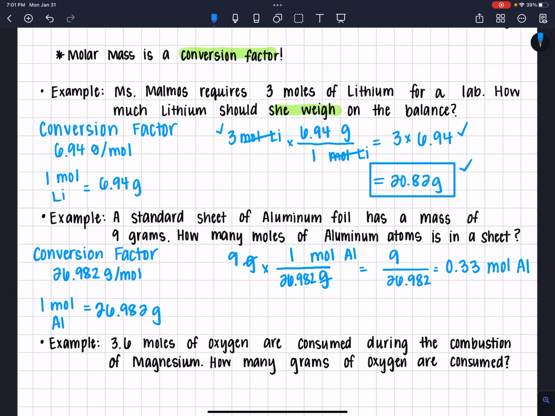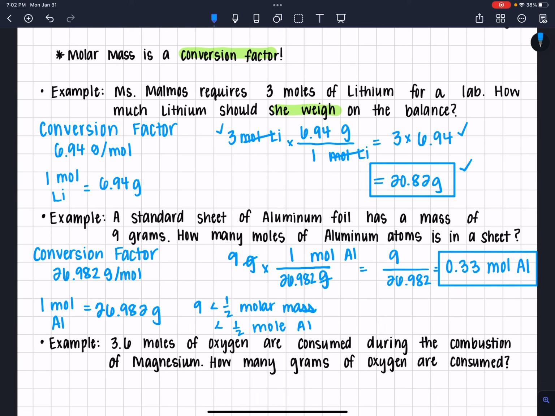And if I think about my answer, this makes sense. 9 is less than half of my molar mass. So it follows that 9 grams should be less than half of a mole of aluminum. So my answer of 0.33 moles of aluminum actually does make sense.